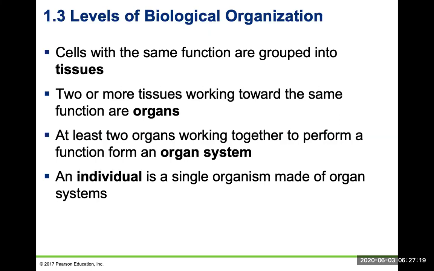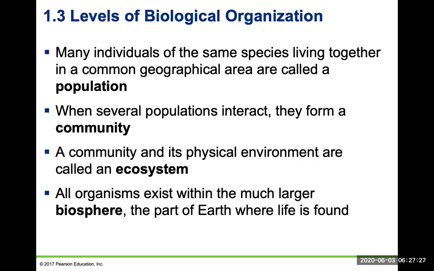And an individual then is a single organism made up of organ systems. And as humans, we have 11 organ systems in our body. Many individuals grouped within a geographical area are called a population. If these populations interact, they form a community, and a community plus everything physical around them is called an ecosystem.